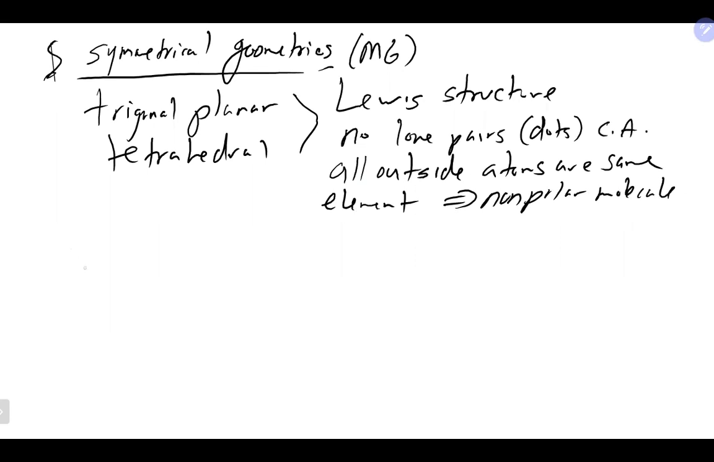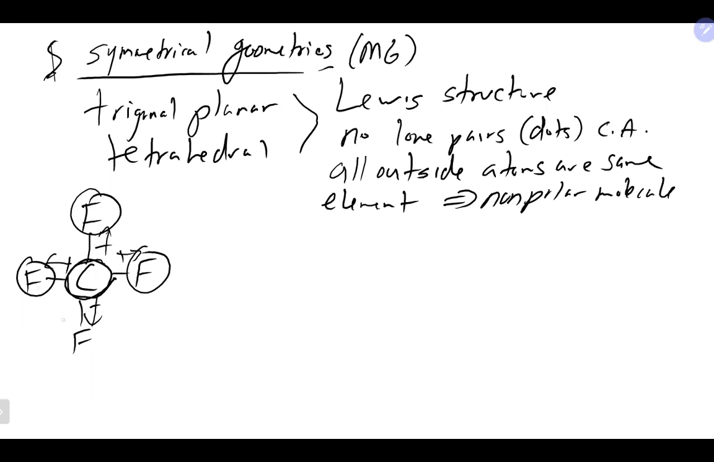So if you take something like CF4 here, I won't draw the dots on the fluorine, but between carbon and fluorine, basically we do have polar bonds happening, all heading towards the fluorine. But really, if we look at this, my central atom has no dots. Everything on the outside is exactly the same, which means this would be a nonpolar molecule.